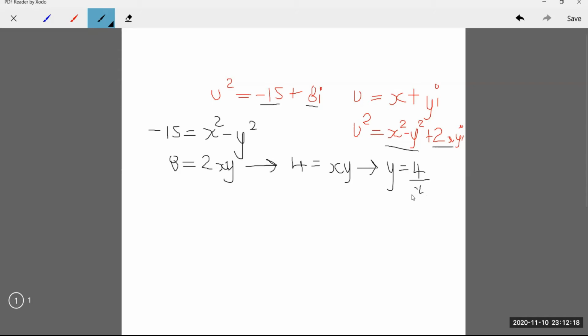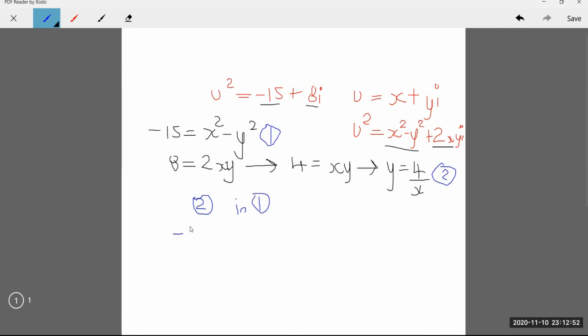Now that we get y is 4 divided by x, we can substitute y equal 4 divided by x into equation 1. Right? So we're going to sub 2 into 1. I'm just doing this to label it. It's always good when you label it. So we're going to sub equation 2 into equation 1.